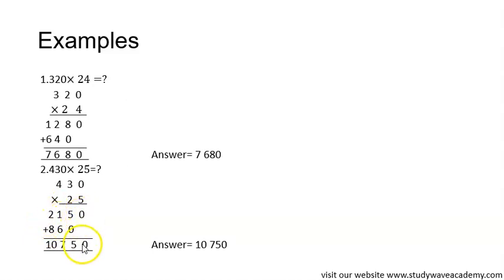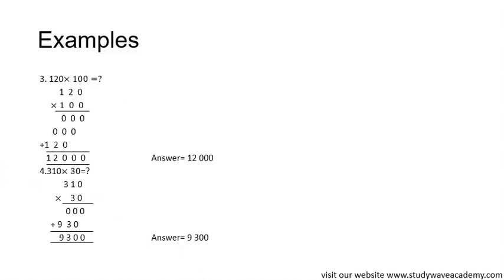Good. 0 plus 0 is 0. 5 plus 0 is 5. 1 plus 6 is what? 7. And 2 plus 8 is what? 10. So our answer is 10,750. Okay, so when you multiply 430 times 25, your answer is going to be 10,750. Do we understand that? Good. So we're going to be looking at more examples.